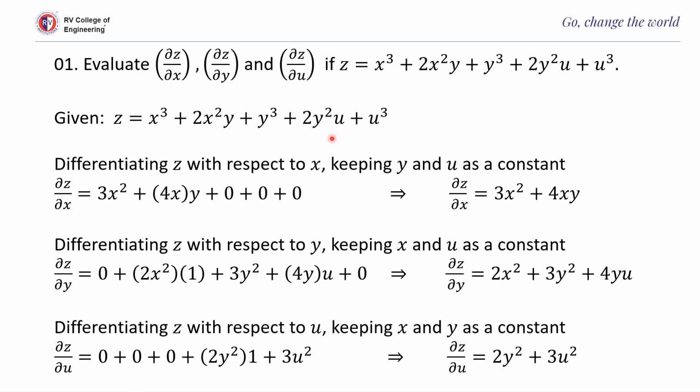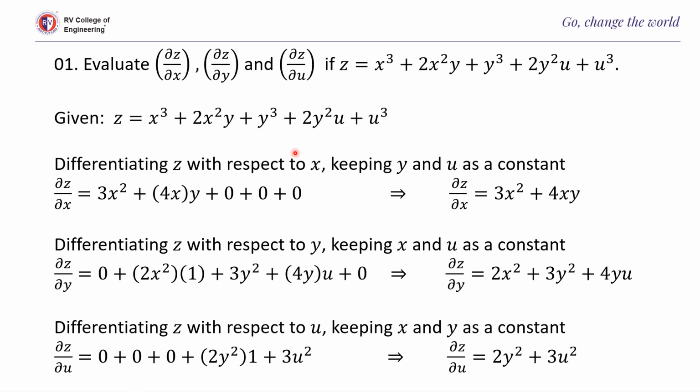Differentiation of 2y²u will be: 2u is a constant, differentiation of y² will be 2y. And differentiation of u³ is 0. So simplify this. It is 2x² + 3y² + 4yu.